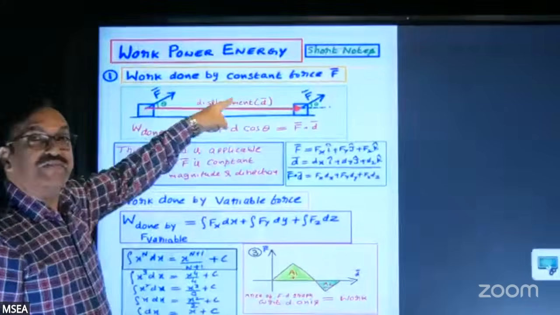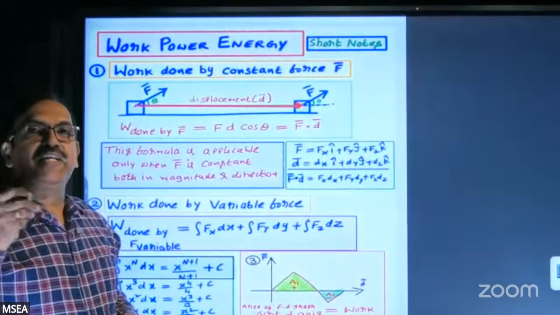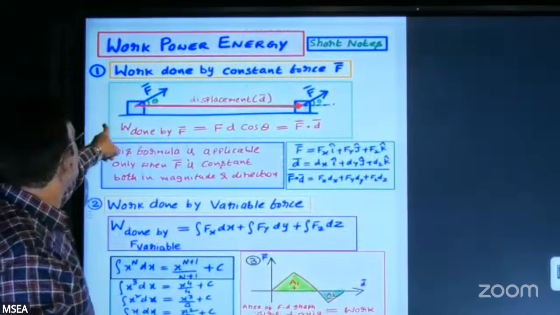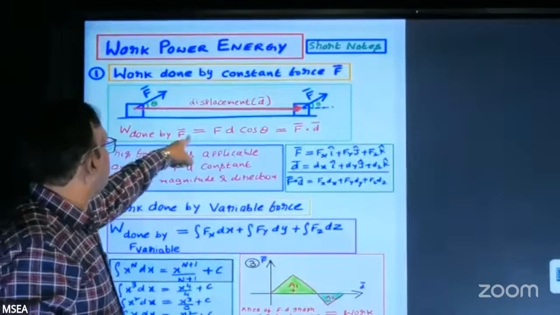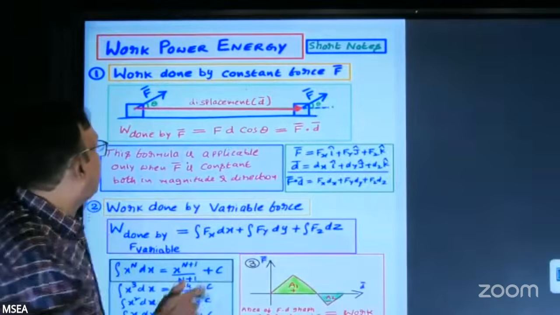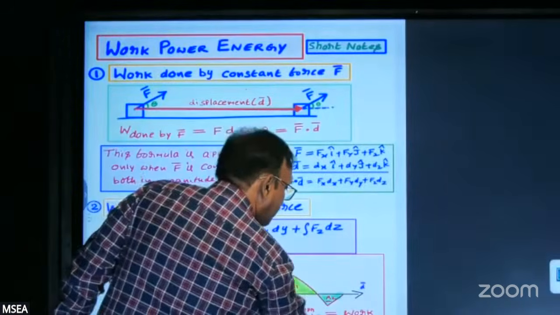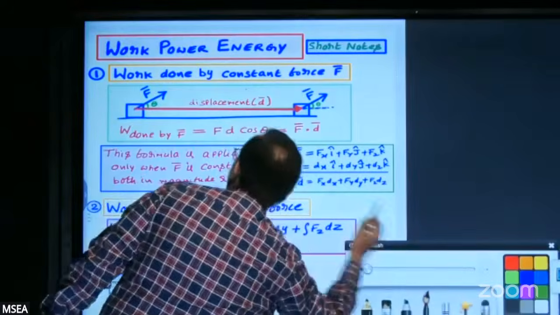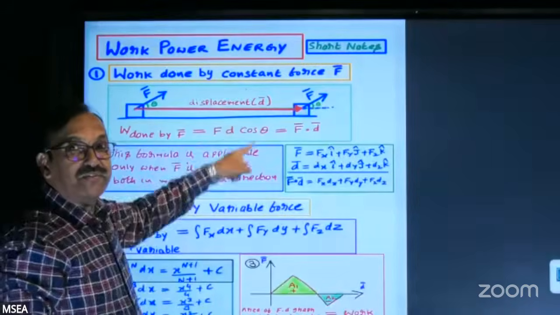Work done by a constant force. That means a force remaining constant both in magnitude as well as in direction. So work done by that particular force which is constant in magnitude and direction is given by Fd cos theta. Theta is the angle between the force and displacement. Work done by the force is Fd cos theta.